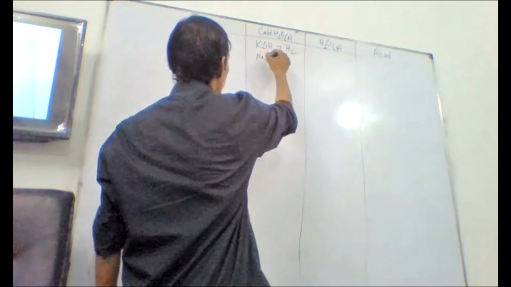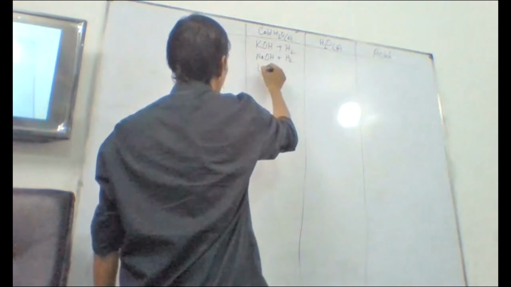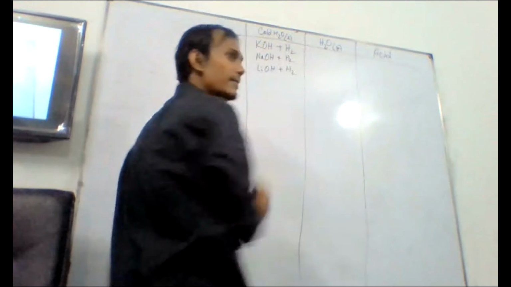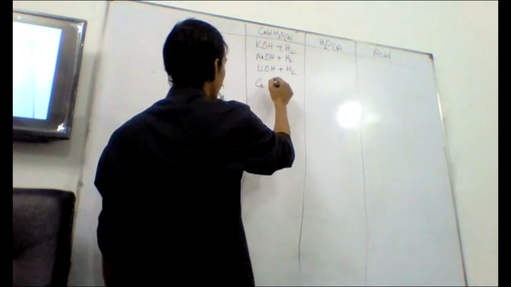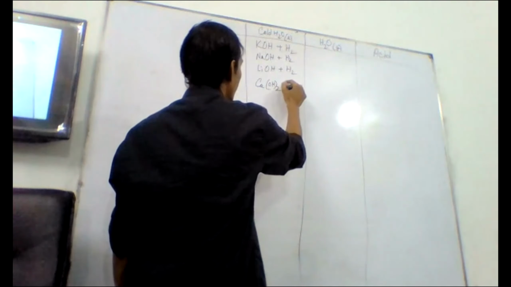Same with sodium hydroxide and hydrogen gas, lithium hydroxide and hydrogen gas, calcium hydroxide and hydrogen gas, magnesium hydroxide and hydrogen gas, and it will stop. No other metal will react. With potassium, you see flame, fire on water. You will see fire on the water, right? So you'll see flame. Potassium is a very reactive metal, so it will give you flame.